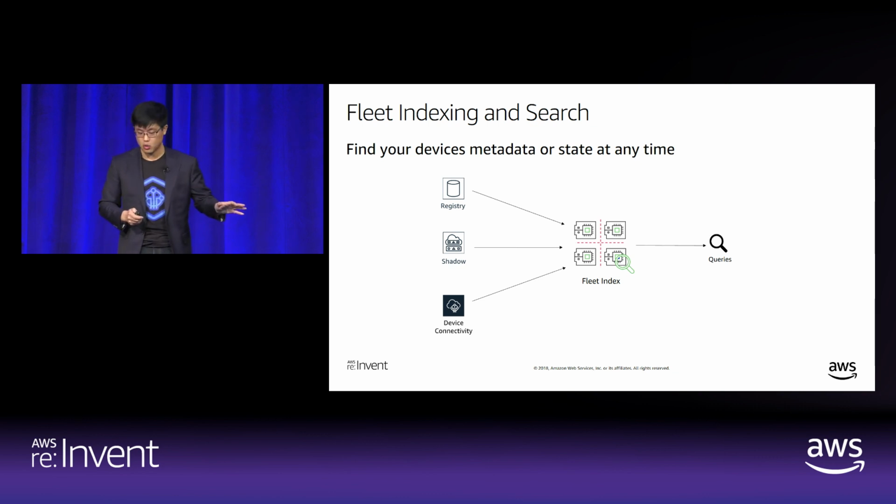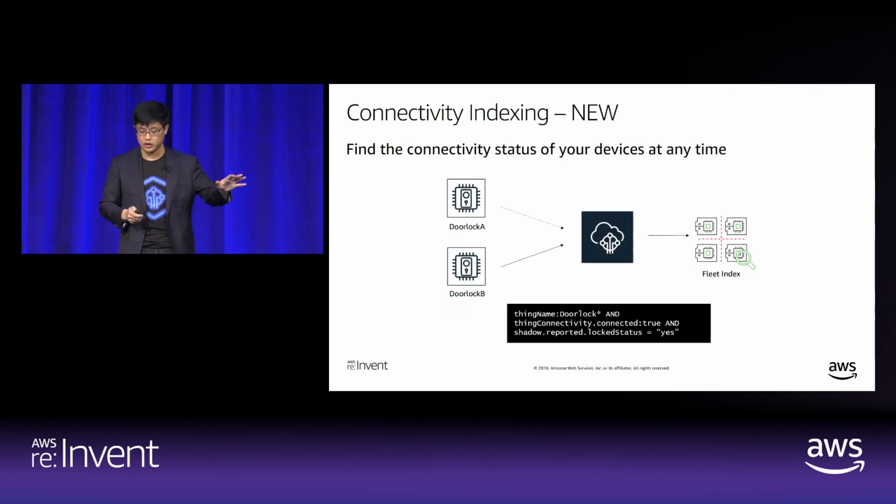And then the way that this works is effectively with your different devices, and here is my example of door lock A and door lock B. As they're connected over to IoT Core, the message broker emits different lifecycle events as they're connected over to our message broker, and we're able to ingest those different device lifecycle events and keep a store of those within the fleet index so you can search across that connectivity across your fleet of devices.